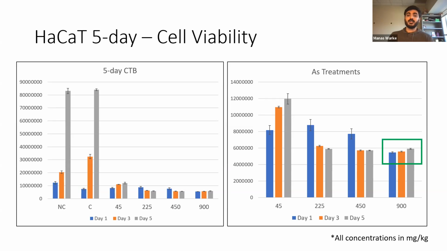as the arsenic concentration increased, the cell viability decreased, which was according to our hypothesis. But at the very highest concentration of arsenic, we saw that the cells managed to grow even for a period of 5 days. So we wanted to see what was happening in the cells, and we did the scratch wound assay for that.